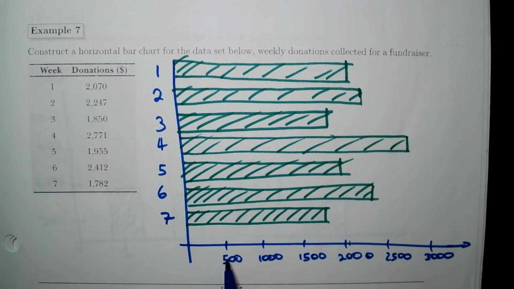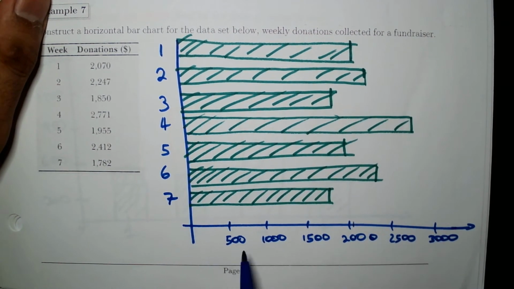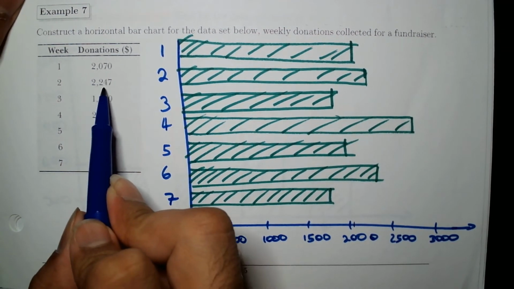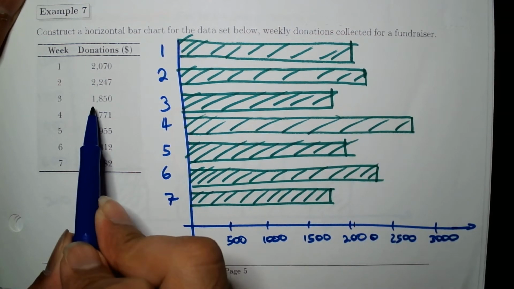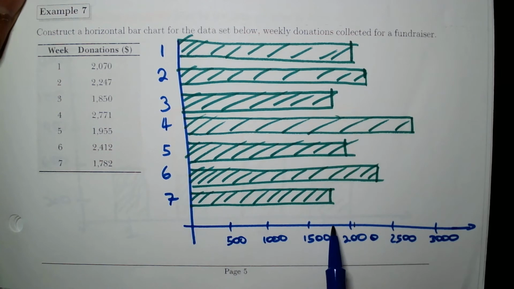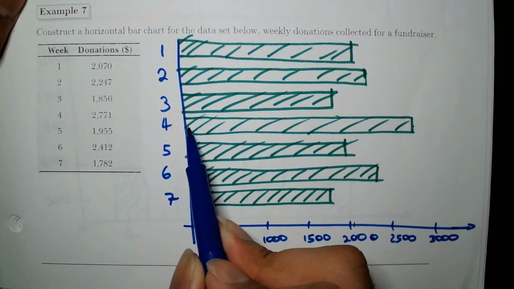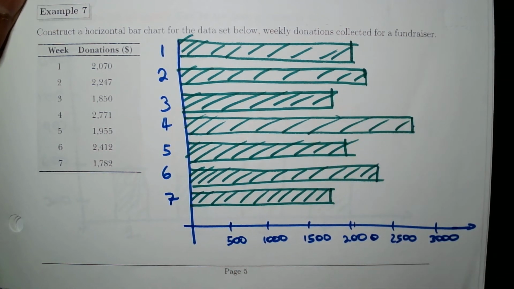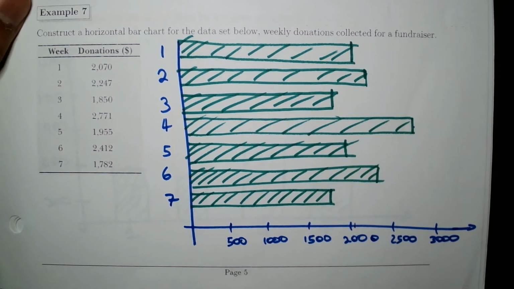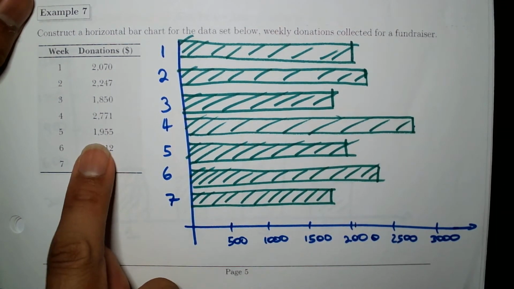And in this case, I did it by 500 each scaling. I mean, you don't want to do 100 by 100, especially because you're going all the way to 3000. That'll be overkill in the sense of labeling and scaling. So 500 is fine. And then 2247, somewhere here. 1850, somewhere here. The bars represent, in this case, not the height of the bars, but rather the lengths, because they're horizontal bars. And so on for the rest of the bars.